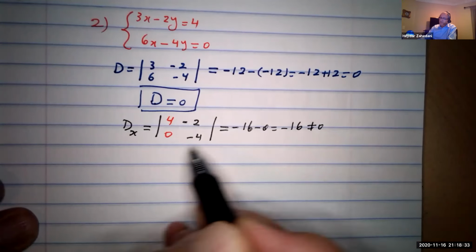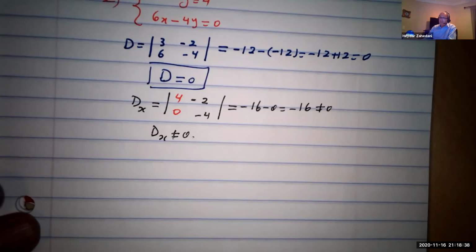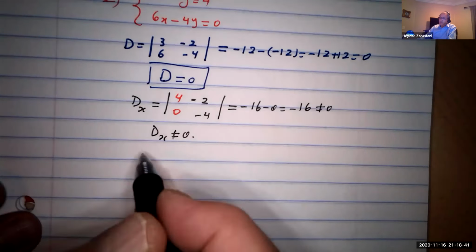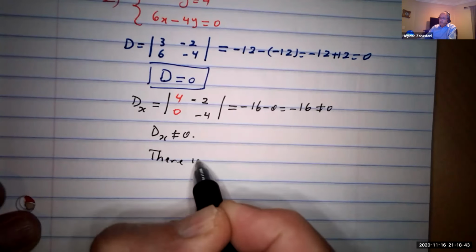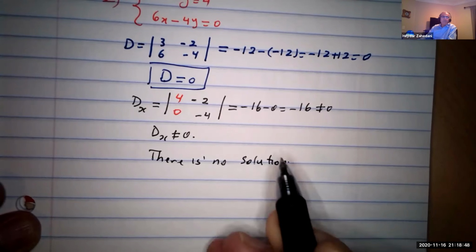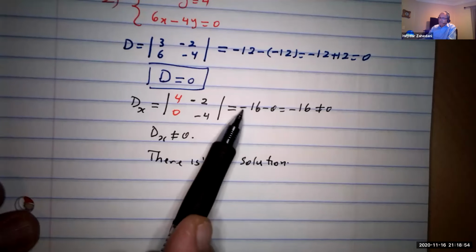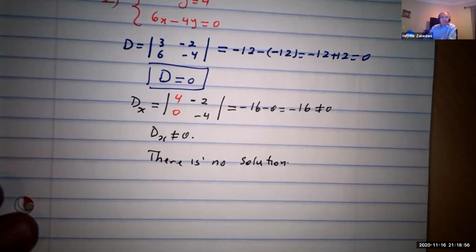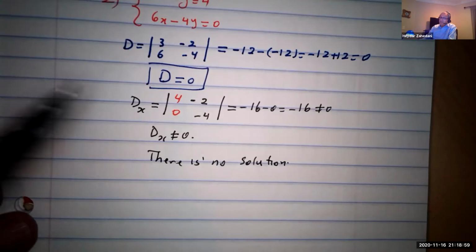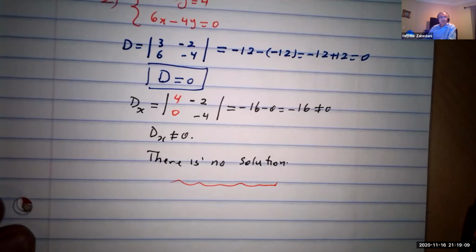It's not 0. So Dx is not 0. You're not going to continue. And D is 0, so this means this is impossible. There is no solution. Because if you want to find x, remember x is Dx over 0. Dx is -16, but D is 0. It's impossible. But if Dx happens to be 0, you have to continue to find Dy. If all of them are zeros, then there are infinitely many solutions. And that's it. Any question?